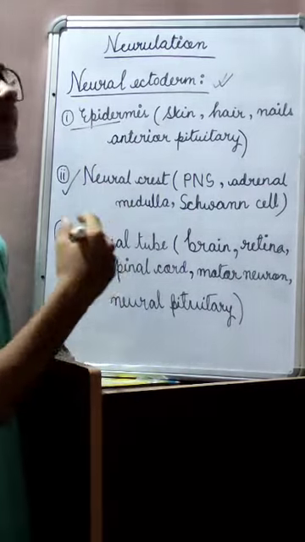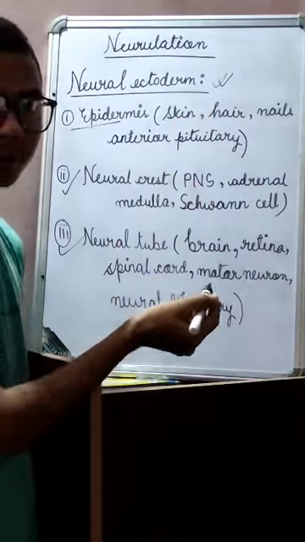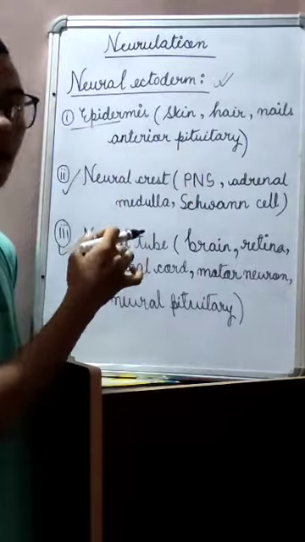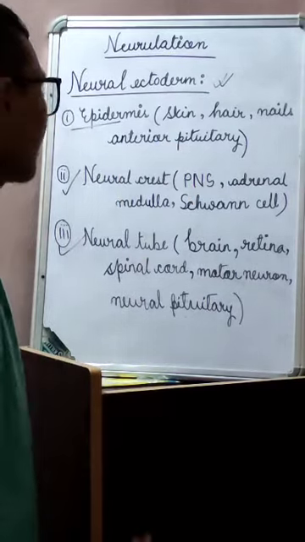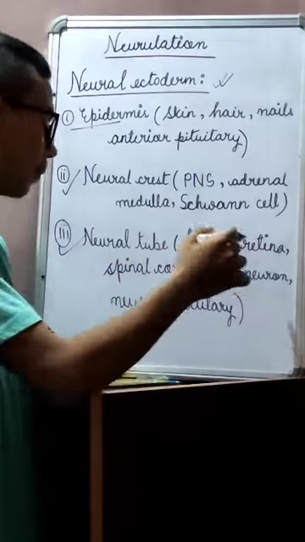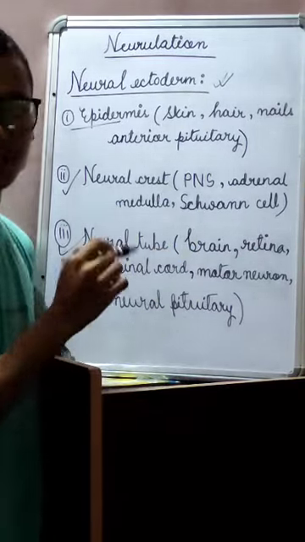This epidermis later forms skin, hair, nails, anterior pituitary. This neural crest forms the PNS, adrenal medulla, Schwann cells, etc. And this neural tube forms the brain, most importantly, retina, spinal cord, motor neurons, neural pituitary, etc.